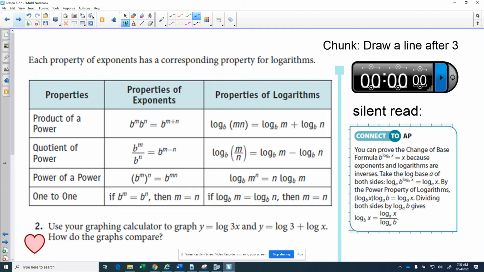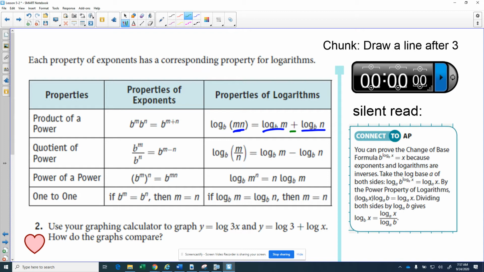But understand that it goes hand in hand with operations. For example, the first property is the product of a power. If I'm looking at my log version of it, if I have two values being multiplied inside of a log, I can split it up using addition. So really in this case, multiplication goes to addition.